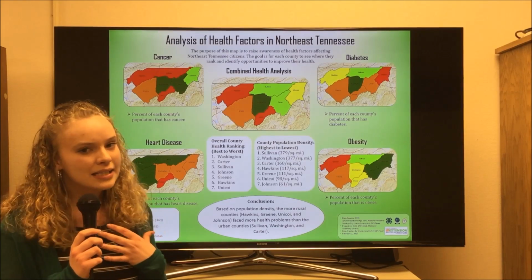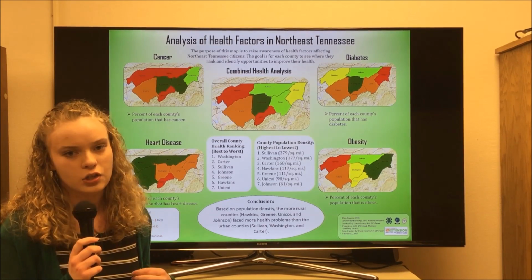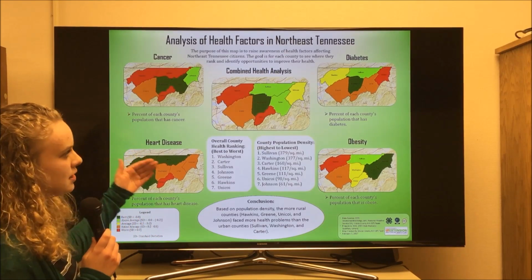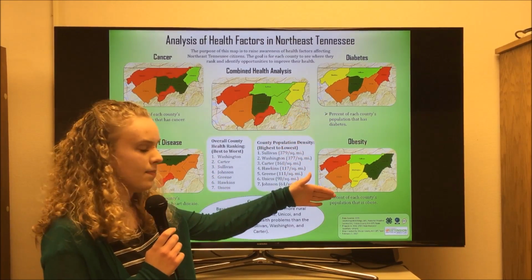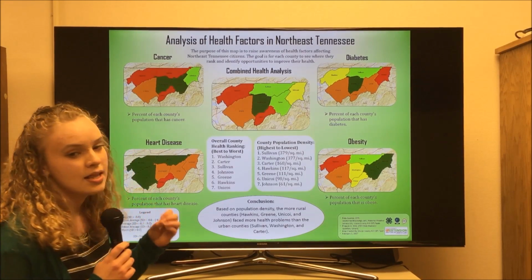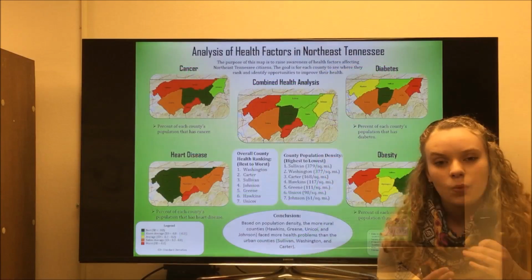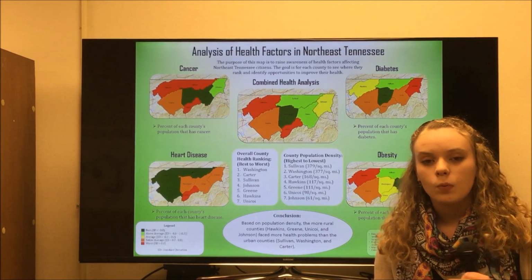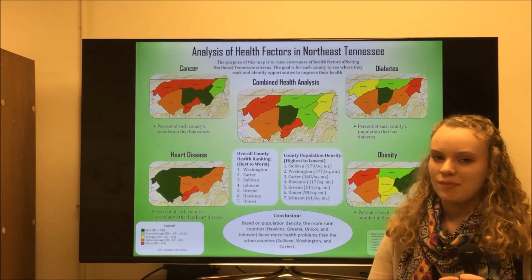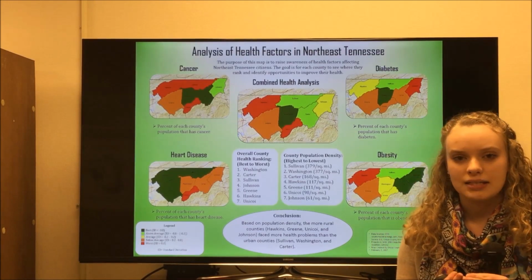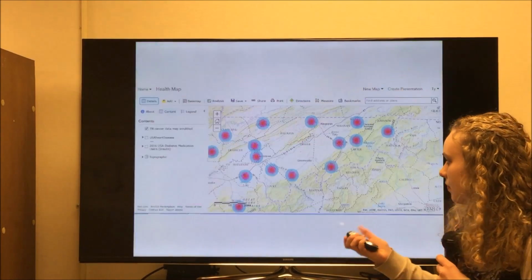First off, we had to decide what the 4 health factors of our map would be. And we decided upon cancer, heart disease, diabetes, and obesity. And then we decided that we should focus on the 7 counties of Northeast Tennessee. So we researched ArcGIS online for several weeks to find data that we wanted to use, but we didn't have much luck. Until one day, we stumbled upon some data that we really liked. So let's take a look at it.